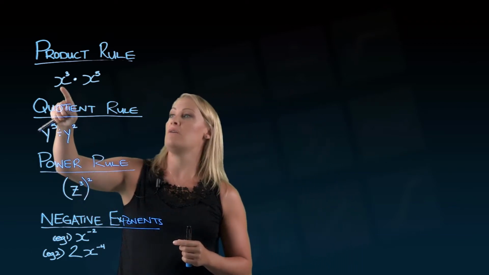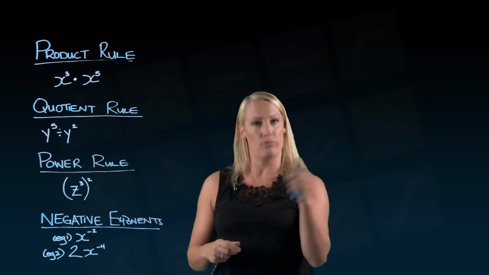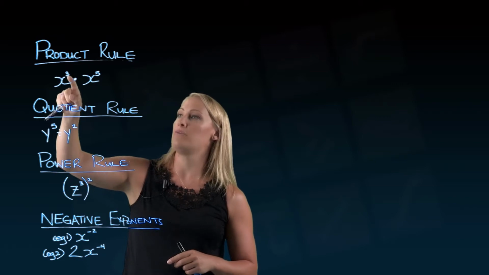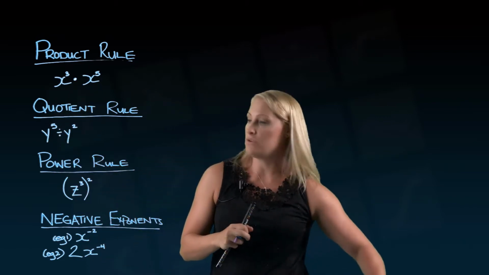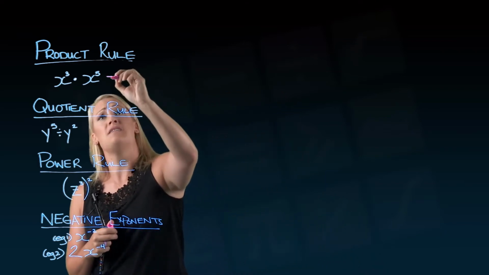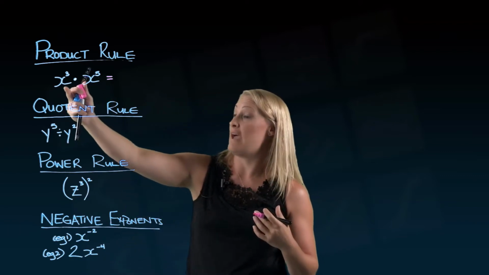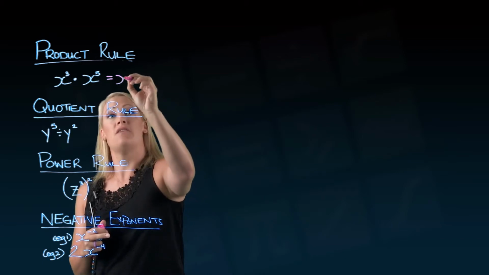So you can see here I've got x to the power of 3. That dot means times, because if I wrote an x for times, that would look like a lot of x's. So x to the power of 3 times x to the power of 5. Basically, all the product rule says is if I have bases that are the same, the base is the x, so they're both x's, then my answer is going to have a base of x.